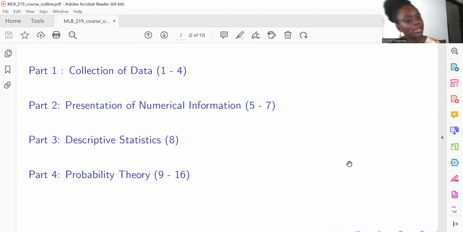So we are dividing this course into four different parts. We will look at it in four sections. So for the first part, which is part one, we'll be looking at collection of data, and then we'll move on to part two, which will lead us to look at presentation of numerical information. And then we will move on to look at some descriptive statistics. And then we will finish up with probability theory.